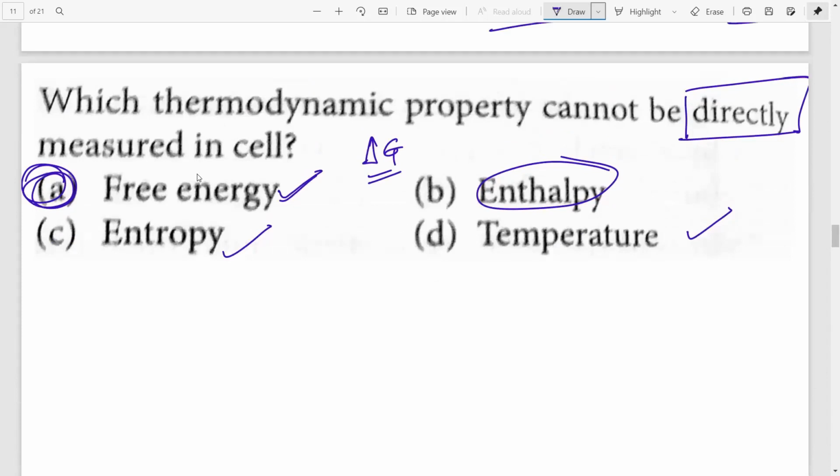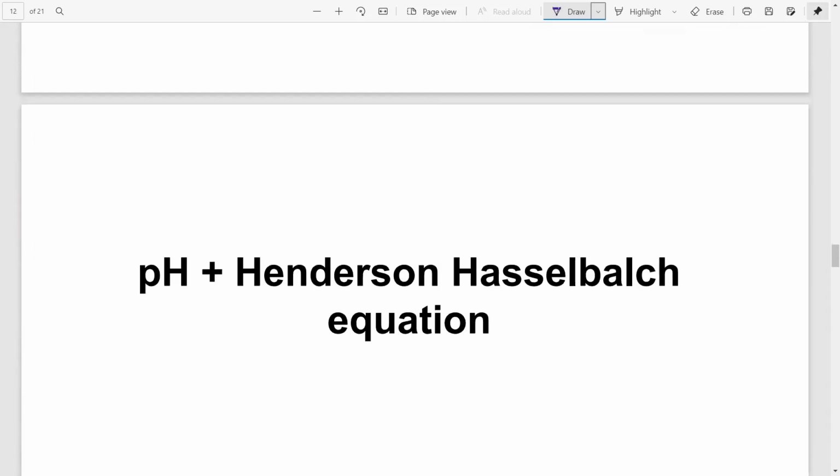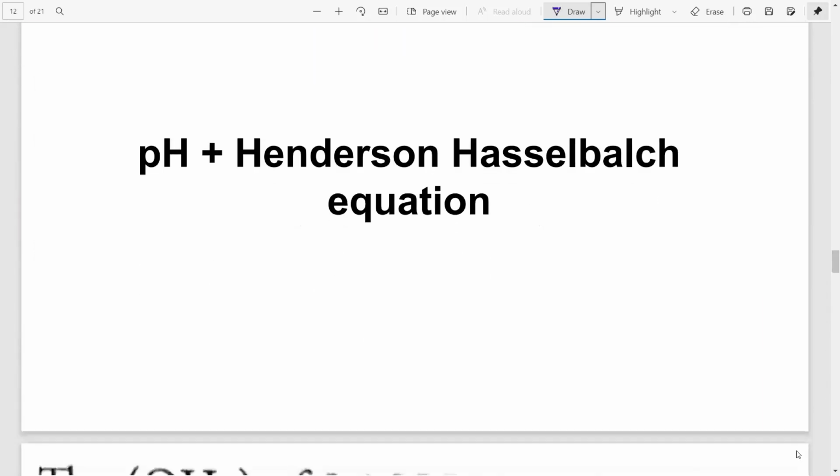Based on this section, that's all the questions we have. Next, we will be discussing pH calculations and the Henderson-Hasselbalch equation.